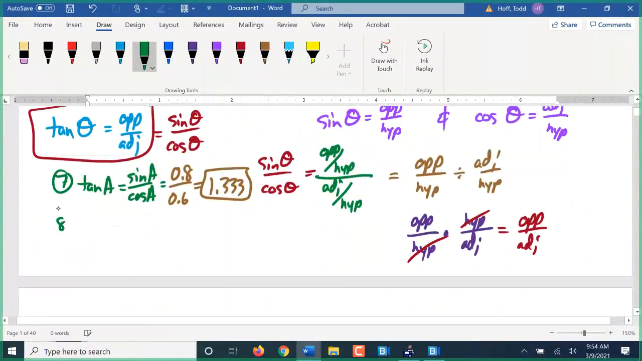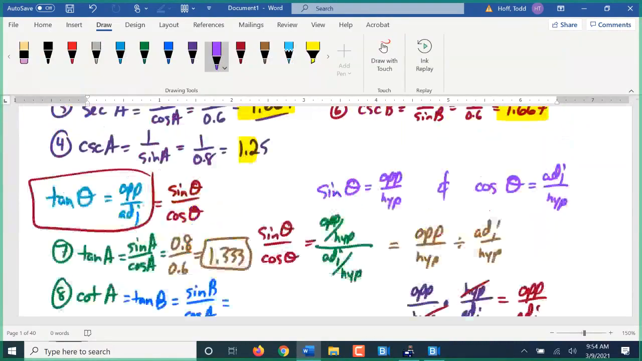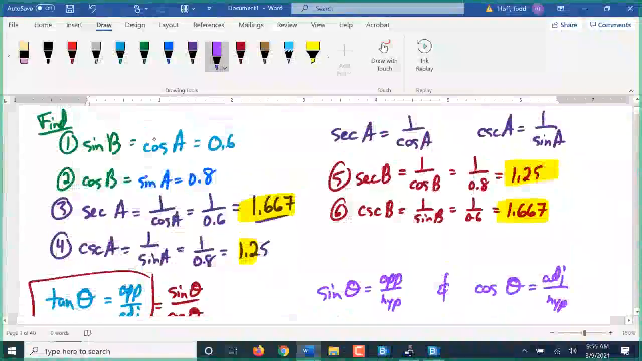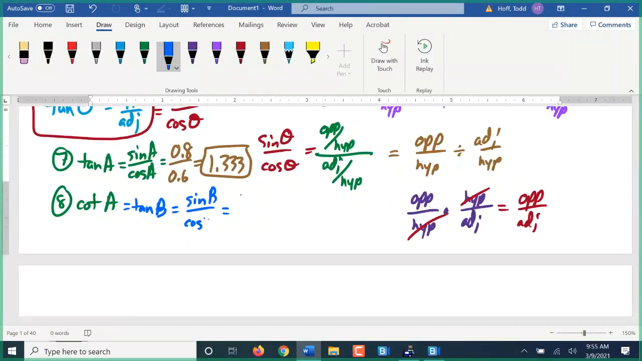If I ask you to find the cotangent of angle A, well, there's two ways I could look at it. I know that the cotangent of A equals the tangent of B because they're complements. Tangent of B equals sine of B over the cosine of B. Sine of B was 0.6, and the cosine of B was 0.8. That's 0.75.